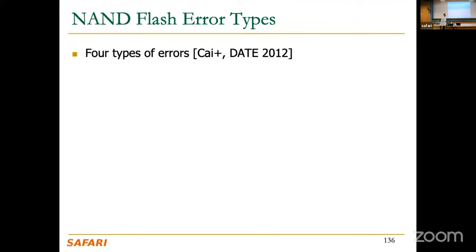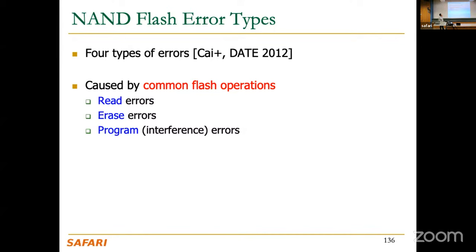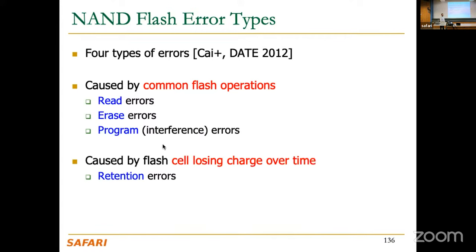So there's a work that was published in DATE in 2012 from UKI. It identifies four types of errors for NAND flash chips. It explains how they're caused by common flash operations. So there are three here: read errors, erase errors, and program errors. And another type is caused by the flash cell losing charge over time, which is retention errors. This is also very similar to what DRAM has.